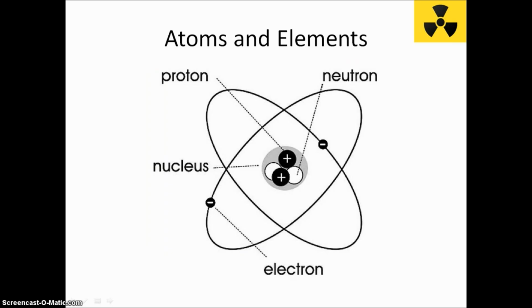All elements are made up of atoms. Each element contains only one type of atom. All atoms contain a nucleus and electrons. The nucleus is made from protons and neutrons. Now hydrogen, the lightest element, is the one exception. It has no neutrons, just one proton and one electron.